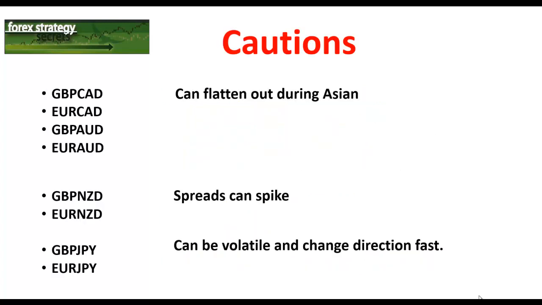Cautions to pay attention to. Like I said earlier, the pound CAD and Euro CAD can be flat during the Asian session, and sometimes the pound Aussie and Euro Aussie can start out flat, but they do tend to move a little bit better in the Asian session than the pound CAD and Euro CAD, but the breakouts, you have to really plan for them. The pound New Zealand and Euro New Zealand can have spread spikes.